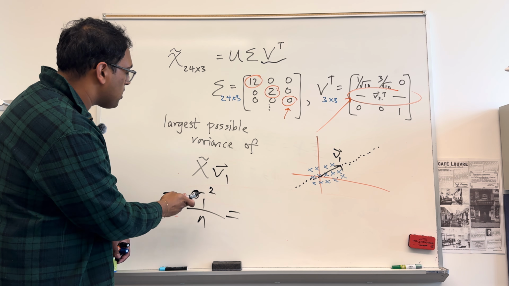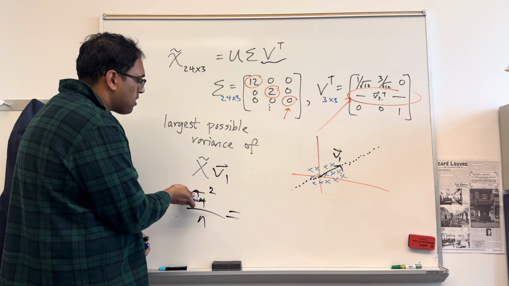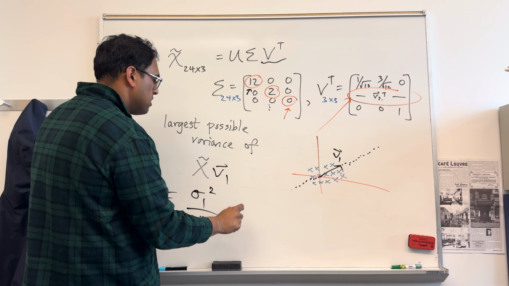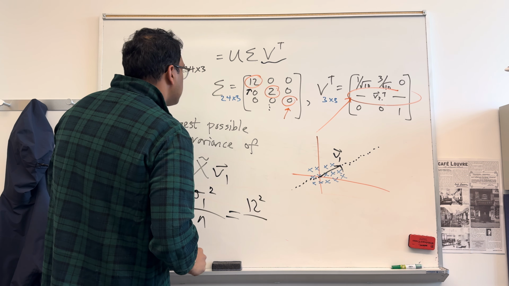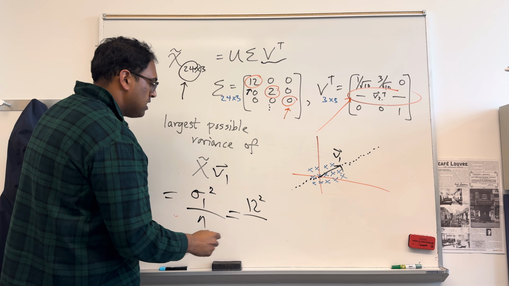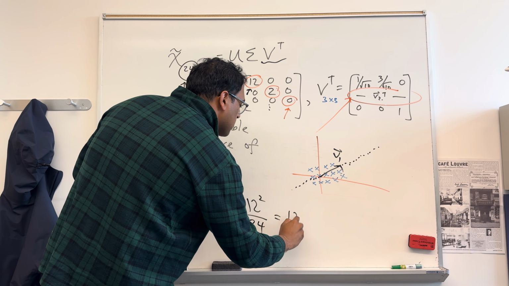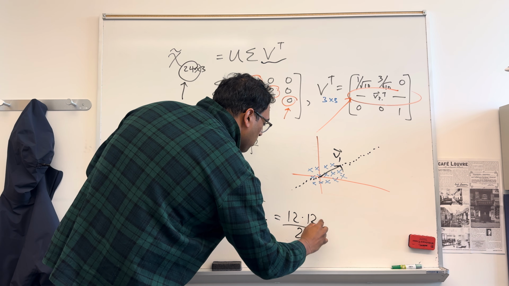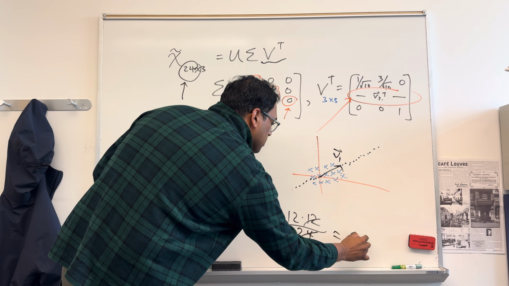What is all of that here? Well, the first singular value is 12 here. So 12 squared is the number in question over the number of data points we have in total, which is 24. This looks like 12 times 12 over 24, which to me looks like 6.